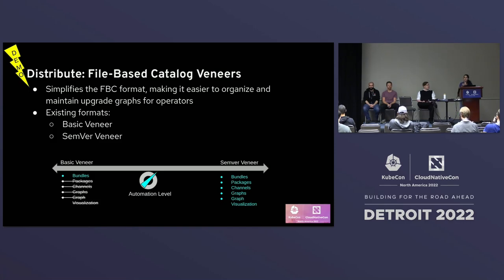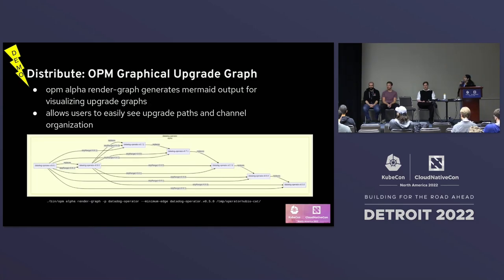So it not only lists the bundle images, it also gives a holistic view of the channels and the bundles which are being promoted inside the channel, the packages, and an interesting feature which operator authors would love the most is a visualization of an upgrade cycle. Now, upgrades are always painful. So we have a solution for it through the OPM alpha render graph command. Now, alpha render graph command generates a mermaid output of visualizing upgrade graphs, and this way operator authors can actually verify whether their upgrade cycle looks like what they want it to be actually in the production environment.